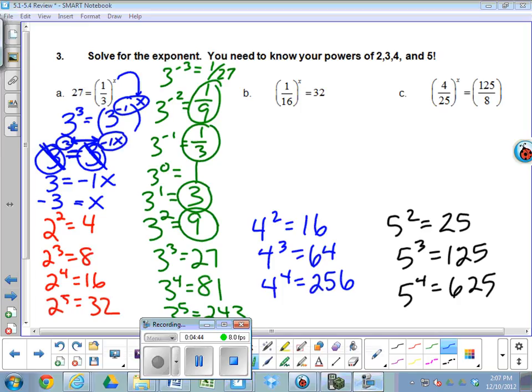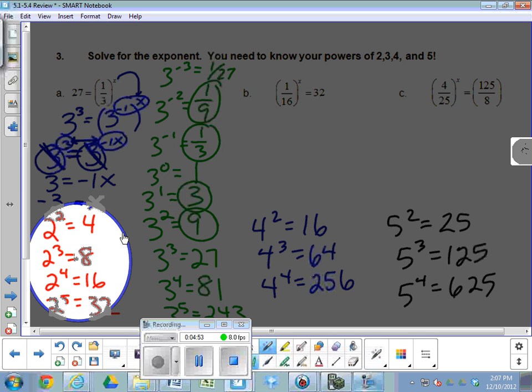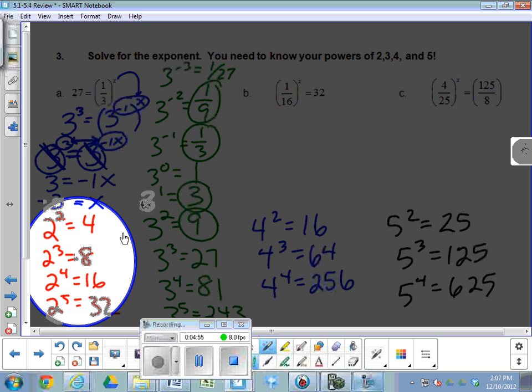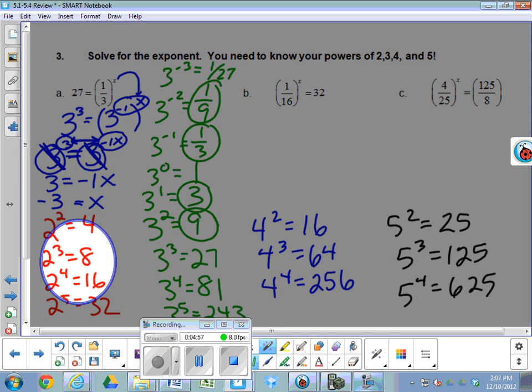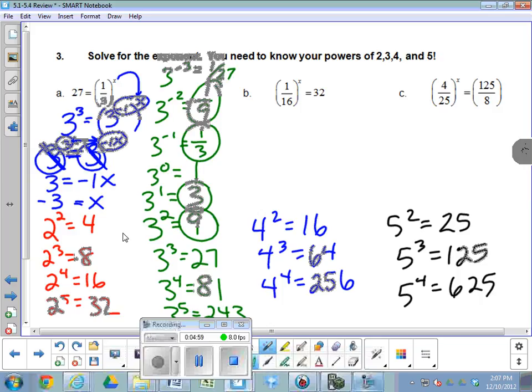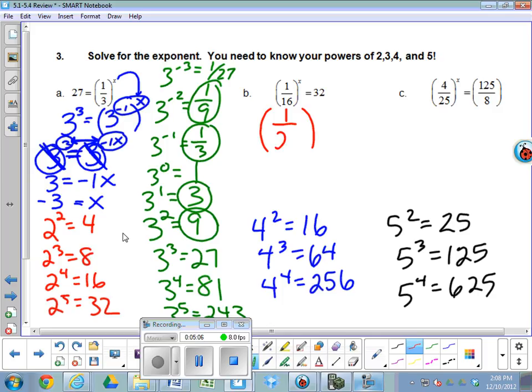In problem B, look at the numbers 16 and 32. Are they in the same power tree? Which one? 2's. They're not both in 4, right? They're not both in 4, but they're both in 2's. How can we write 16? 2 to the what? How can we write 32? 2 to the 5th.